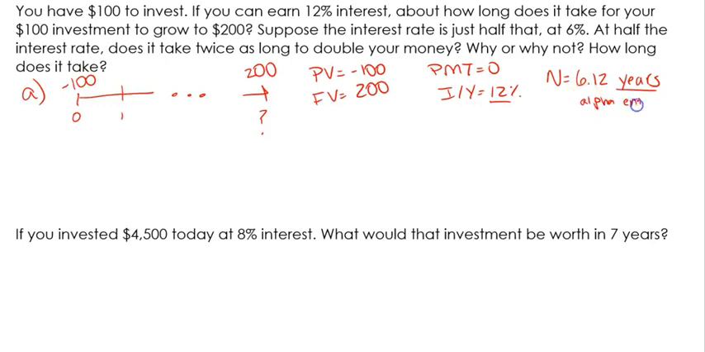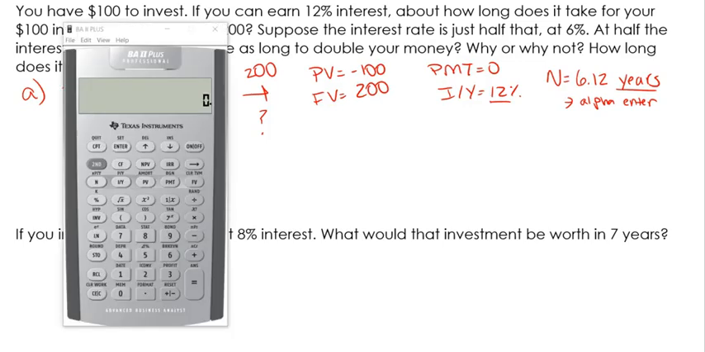I don't know what type of calculator you're using. This is applicable for the graphing calculator, and that would solve for N. For those of you with a financial calculator, you would put these in, and then you would push compute, and then the letter N. So let me show you that on the financial calculator.